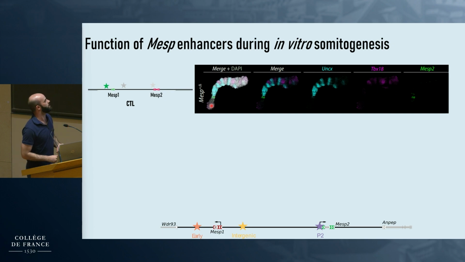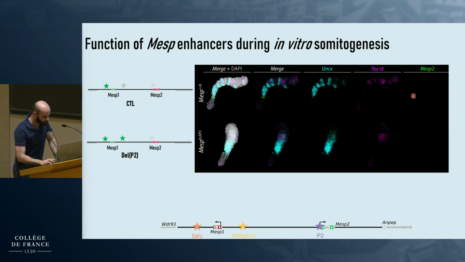So she decided to look at somitic differentiation. And I mentioned at the start that you can do this little trick to the protocol. You add extracellular matrix, and they start to form these stripes of somites. So this is what Dominique did here. This is the control cell line. And you can see the stripes of UNCX and TBX18, which marks the compartments of the somites. And you can see the MESP2 expression right here.